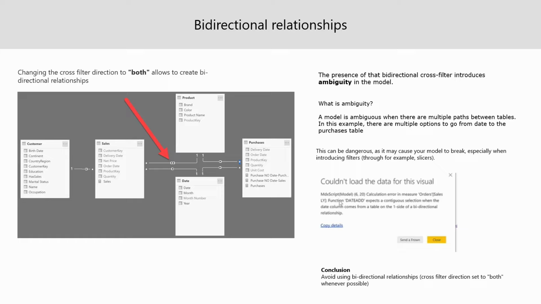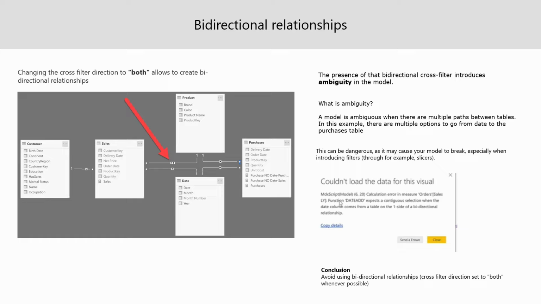Now, in this case, we have a model that uses a bidirectional relationship, as you can see by the double arrow. The presence of that bidirectional cross-filter introduces ambiguity in the model, which is a problem that often occurs with bidirectional relationships. Now, what is it? Well, it's a case where a model is struggling or has potential issues that may arise because of the way the data model is set up.